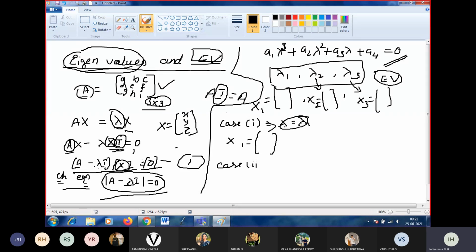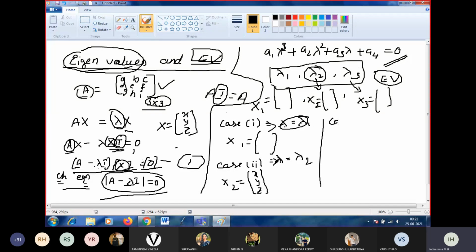In case 2, we have to take lambda equal to what? Lambda 2. Take lambda equal to lambda 2 and substitute in the system of equations 1. If you solve that system of equations, you will get x, y, z values. Those x, y, z values will give us the second eigenvector. Next we have to go for case 3.